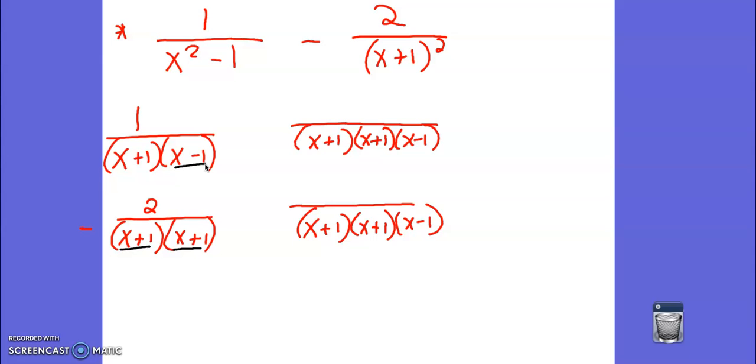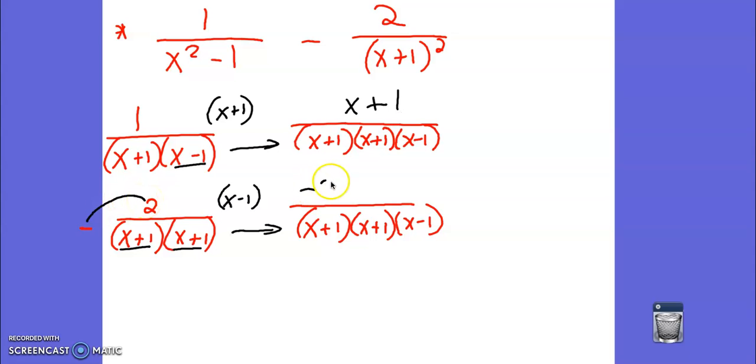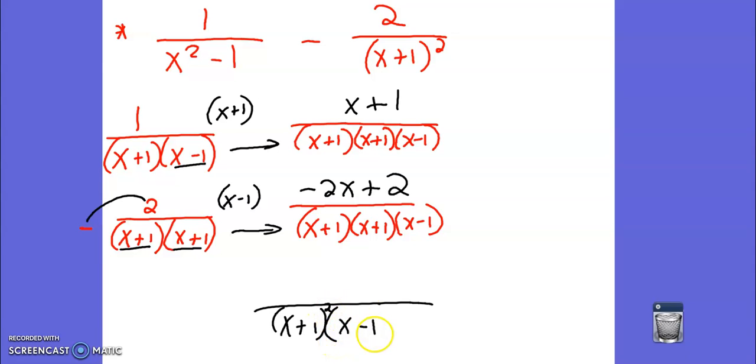So what's missing from here to here is an x plus 1. And what's missing from here to here is an x minus 1. So this is going to be 1 times that. This is going to be 2 times this. But remember, you're actually distributing a negative 2 because of the subtraction. So the common denominator again is x plus 1. Actually, let me write x plus 1 squared, and then x minus 1.